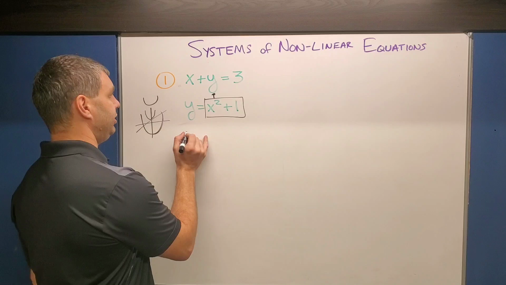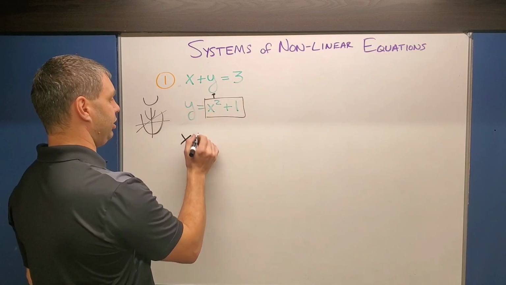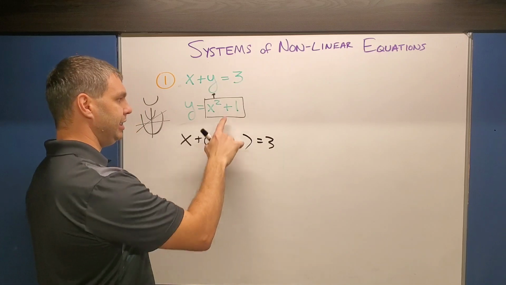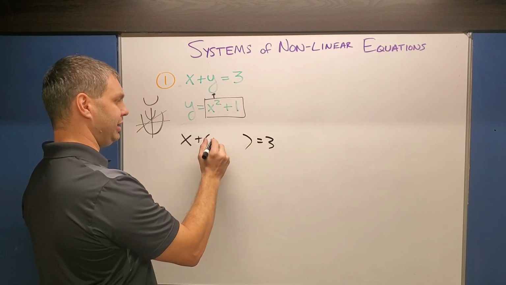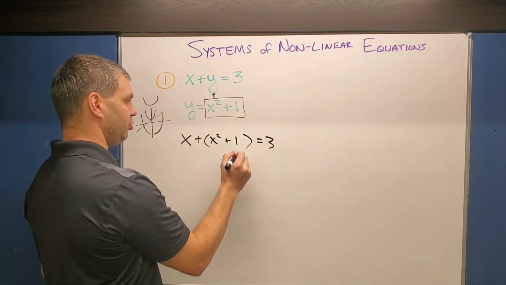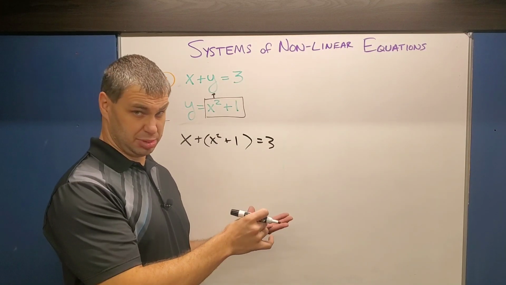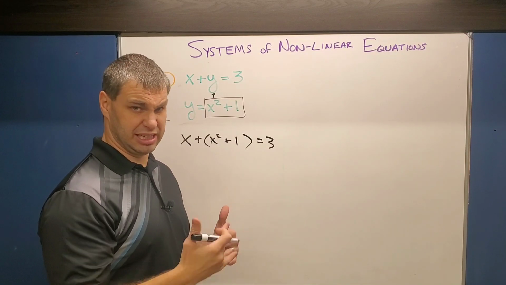What I mean by that is, rewriting the top one, this is going to be x plus, leaving a space where I see the y, equals 3. In that space I'm going to put what was in the box, which is x squared plus 1. You'll notice that there are no y's left. As long as you have one variable after you substitute, then you probably set that up correctly.